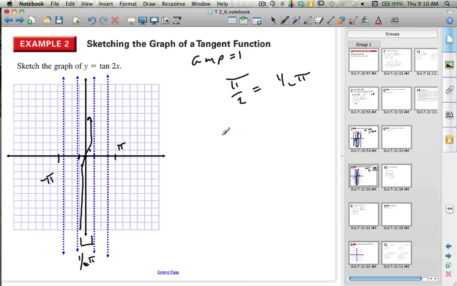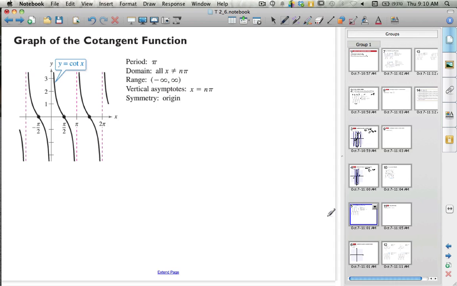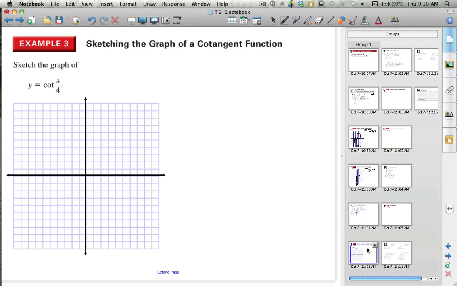Okay, so that's graphing the tangent function. It's not that hard. Okay, and you'll see that cotangent is very similar. The difference is tangent comes in from low and goes out high. Cotangent comes in from high and goes out low. But how you identify all the different points are still essentially the same.